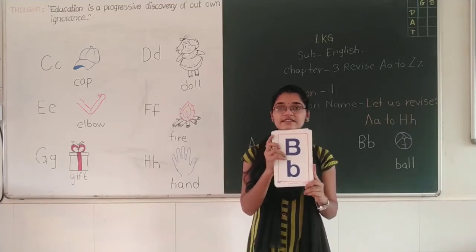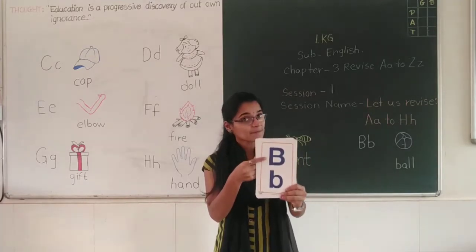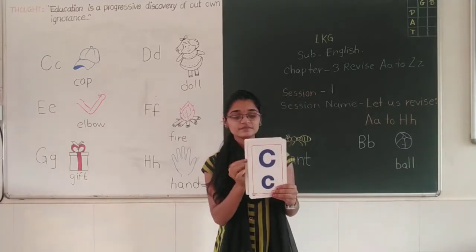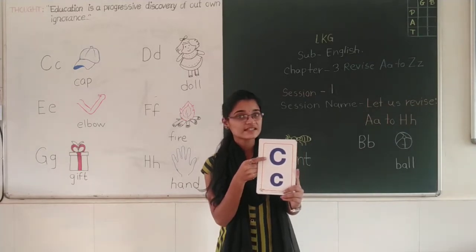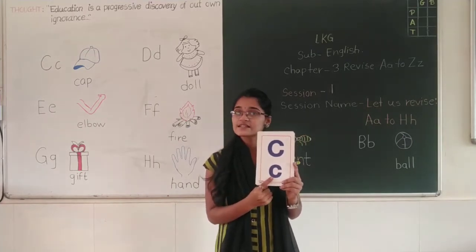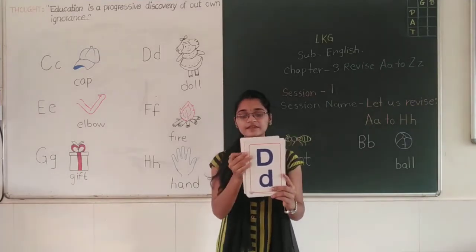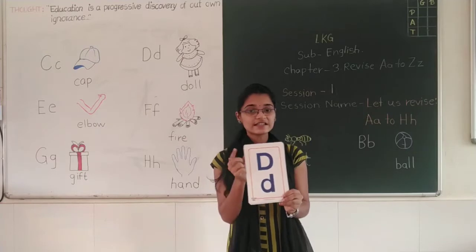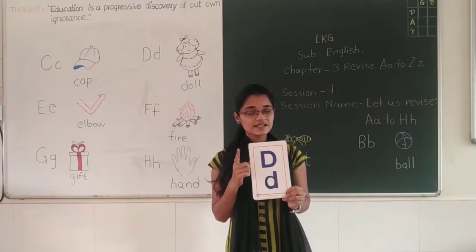Next is, tell me which letter is this? Yes, this is capital B and small b. Right? Tell me which letter is this? Do you know which letter is this? Yes, this is letter capital C and this is small c, right? Capital C, small c. Then next is letter D, right? This is letter D. This is capital D and this is small d. Capital D, small d.